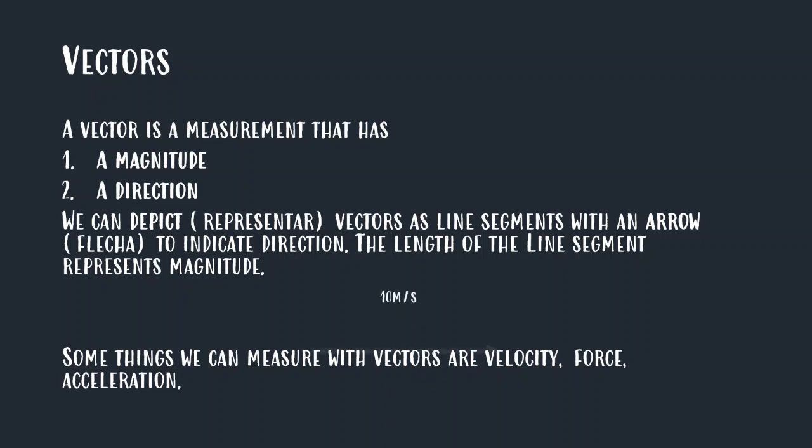So if you have a small vector, 10 meters a second, it would look like this. If you have a vector maybe 20 meters a second, it would look much different. Yeah, it'd be bigger because it's a bigger magnitude, and so your line segment has to indicate that. Some things that we can measure with vectors are velocity. So velocity is speed with a direction. Force, yeah, fuerza, la fuerza, and acceleration, yeah.